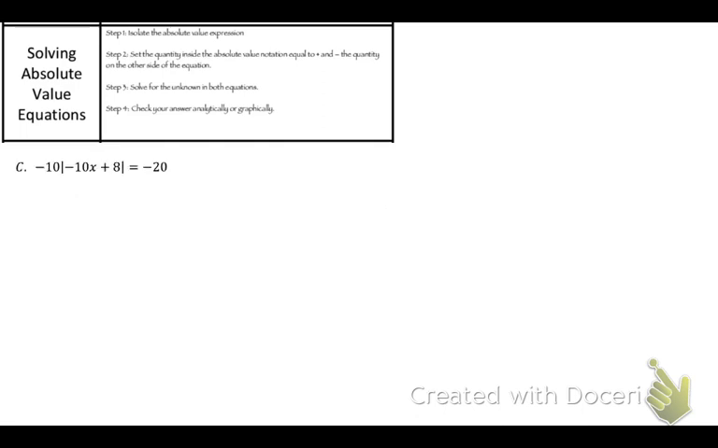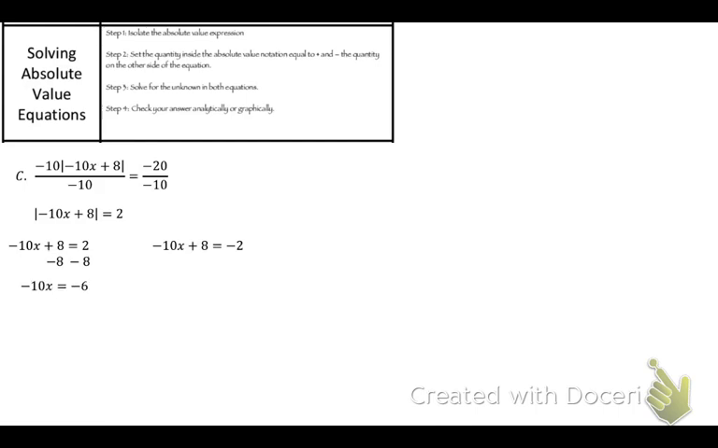Cool. Let's look at C. Again, we're going to divide by that negative 10 right there. So you get the absolute value of negative 10x plus 8 equals 2. Set the insides equal to the positive and the negative. So negative 10x plus 8 equals 2. Negative 10x plus 8 equals negative 2. Subtract the 8. Negative 10x equals negative 6. Divide by negative 10. You get x equals 6/10, which reduces to 3/5.